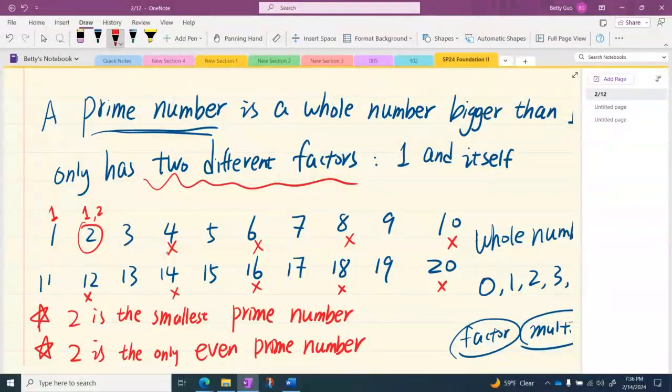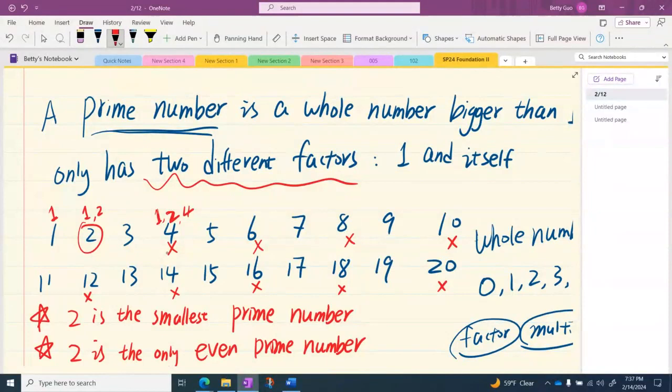Let's see why. Let's take 4 as an example. 4 has 1 as a factor and itself as a factor, and because it is an even number, it has the third factor 2. What is an even number? An even number is divisible by 2. So all even numbers have 2 as a factor. So 4 has 3 different factors. That makes 4 composite, not prime.